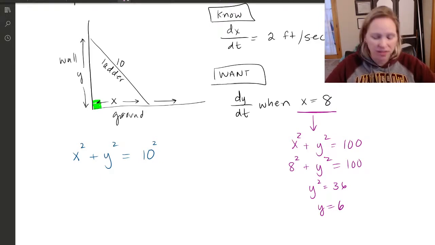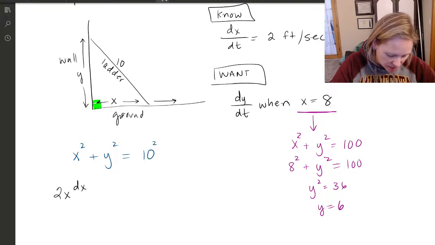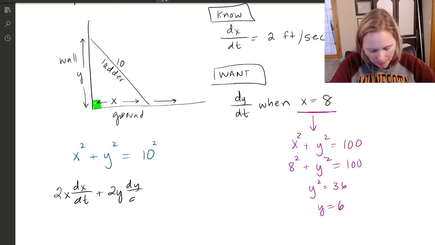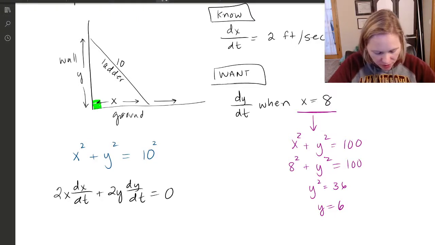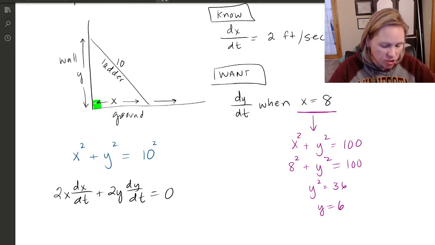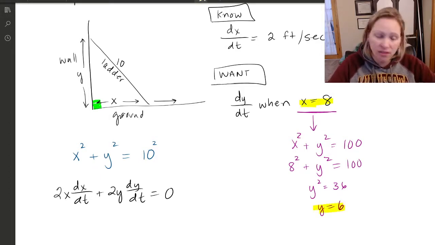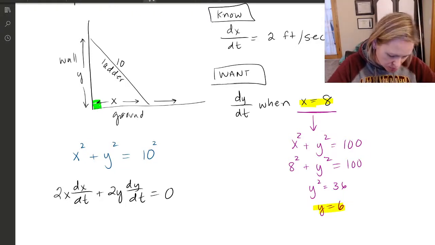I'm going to go ahead and differentiate my Pythagorean theorem here with respect to time. So here we go. 2x dx dt plus 2y dy dt equals 0. So I've differentiated with respect to time. Now I'm going to plug all my information in. So I'm told I know what x and y are, 8 and 6 respectively.